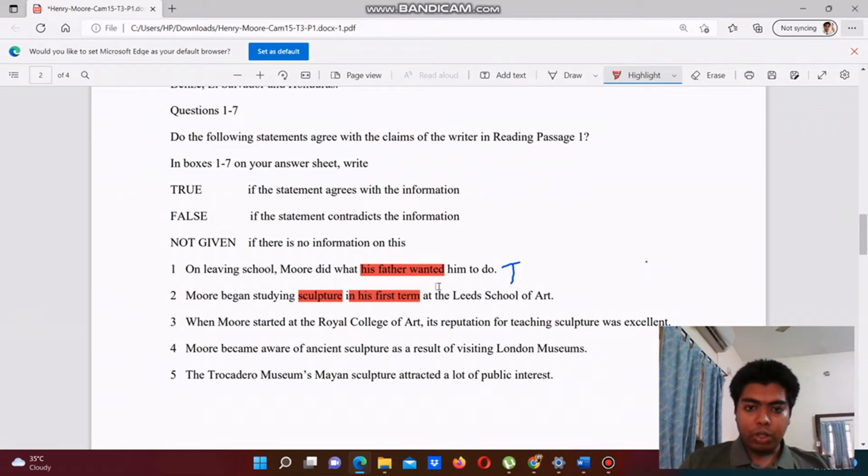Okay, so if Moore studied sculpture in his first term, then obviously it will be true. And if Moore studied any other subject except sculpture in his first term, then it will be false. And if there wasn't any mention in the passage that in his first term he started this particular subject or anything else, then it will be not given.